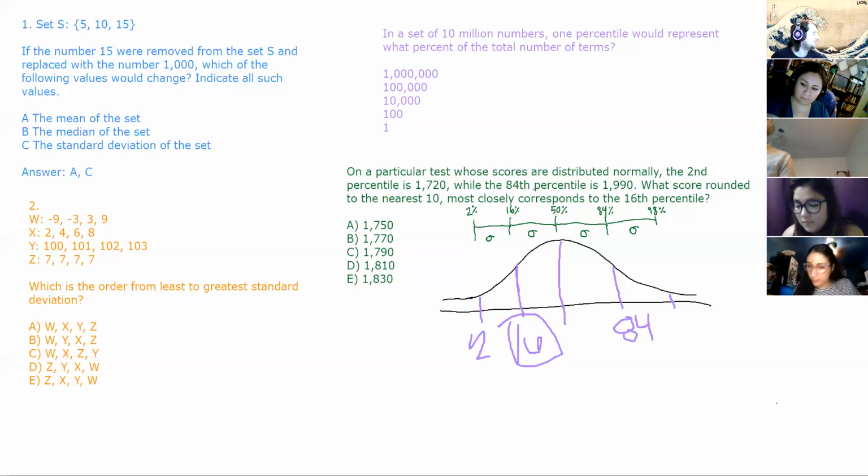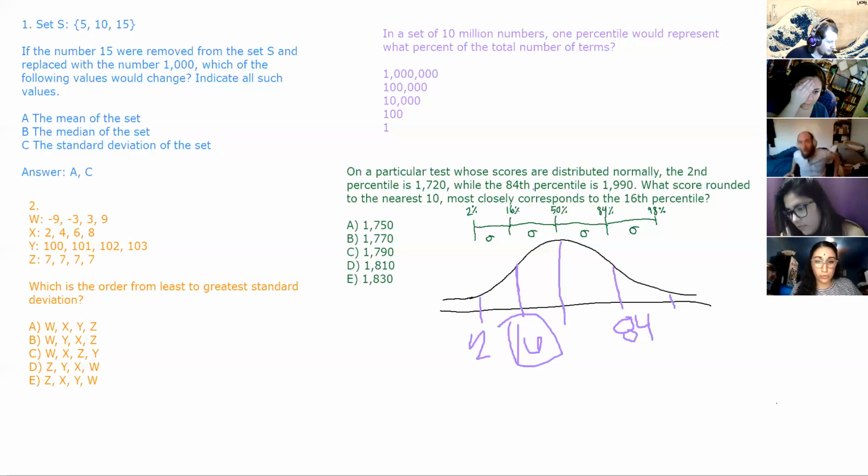I was trying to find a standard deviation calculator online that we can use to play with. But anyways, these are just the properties of a normal distribution. So knowing that, here's how they go about solving this.